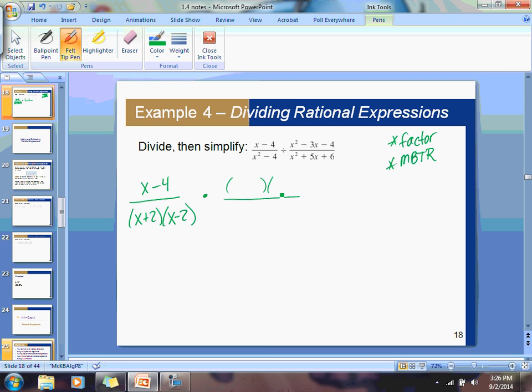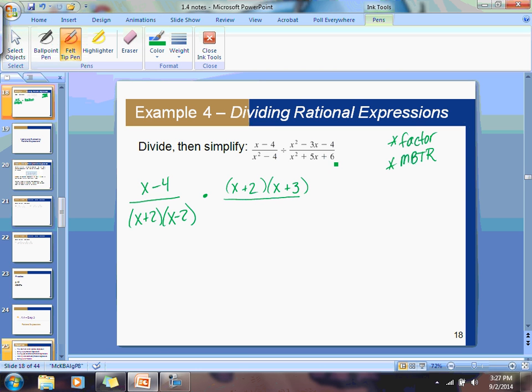Now 6 is tricky because 6 has factors of 2 and 3 that could get you to 5, and 1 and 6 that could get you to 5. So you have to take a moment and be smarter than the problem. You have to think which combination is going to get me to 5, but also have these same signs. I need a plus and a plus. So I need a +2 and a +3, because those will add to 5 and multiply to a +6.